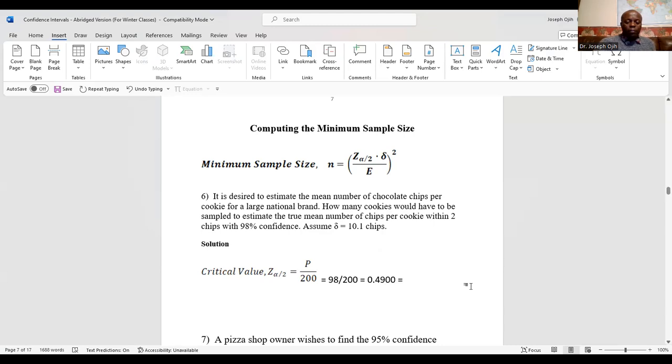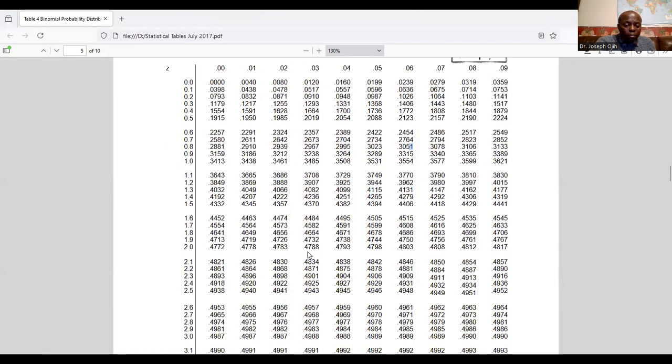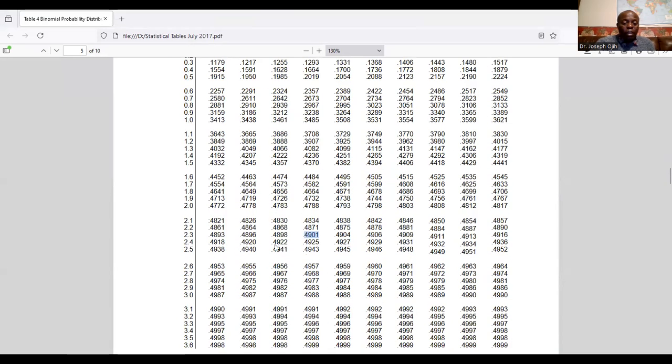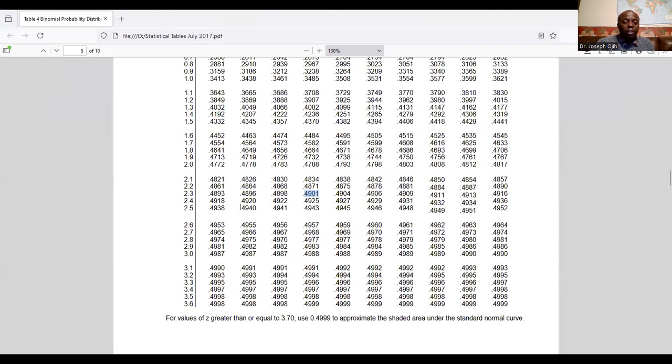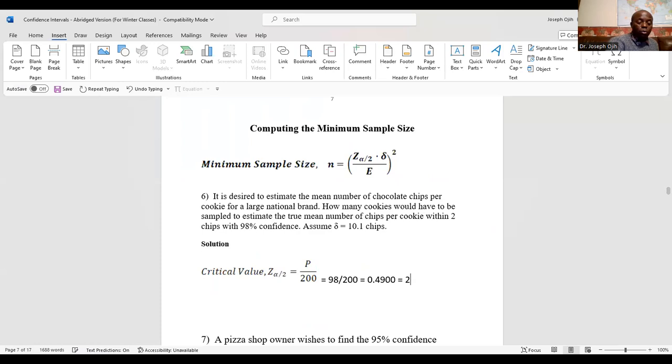Then for the table, we look for 0.4900. I have 0.4898 and 0.4901, then 0.4904. This is the closest. Pull it to the left, 2.3, and on top, 0.03, so 2.33. That means the critical value is 2.33. And with that, now we can get our other values.